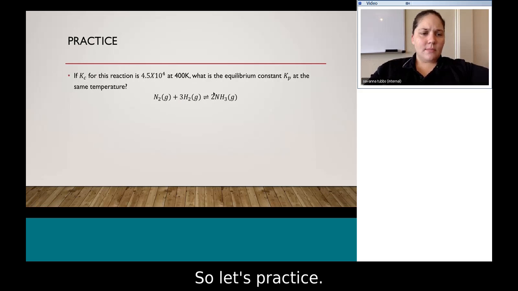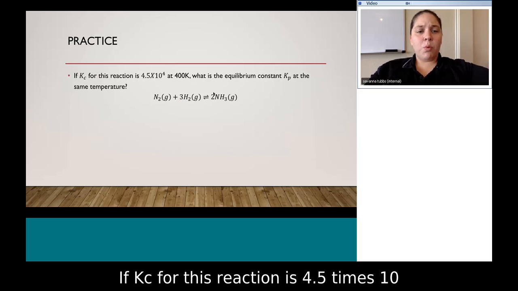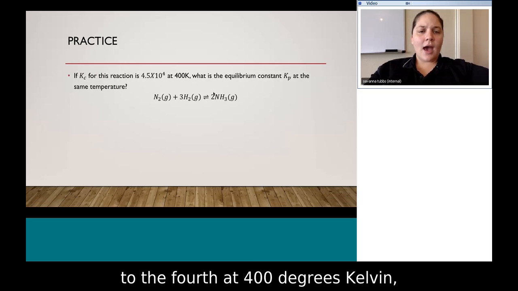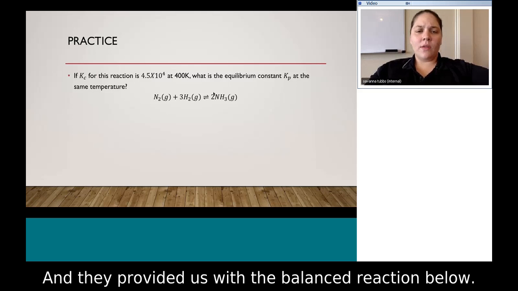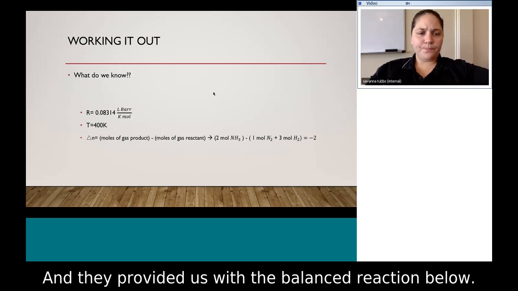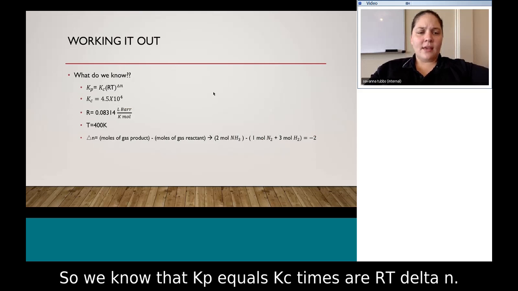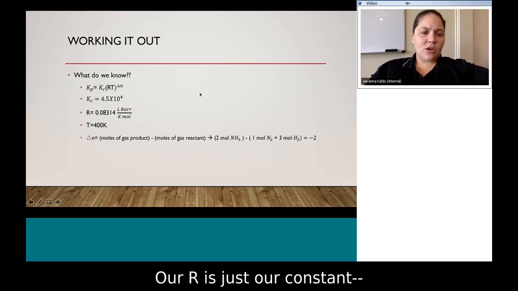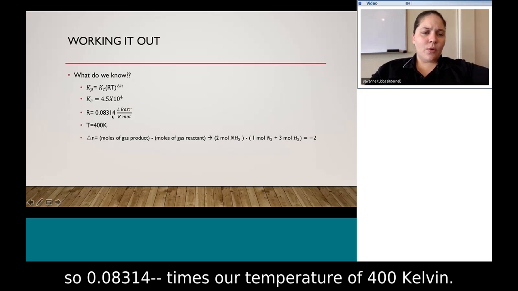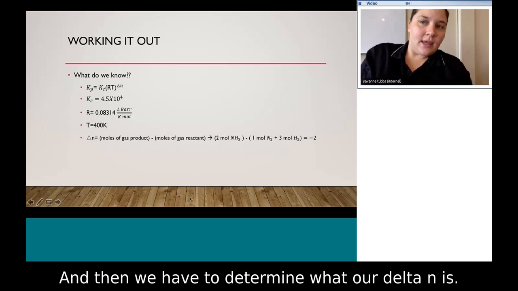So let's practice. If Kc for this reaction is 4.5 times 10 to the fourth at 400 degrees Kelvin, what is the equilibrium constant Kp at the same temperature? And they provided us with the balanced reaction below. So we know that Kp equals Kc times RT to the delta N. Kc is 4.5 times 10 to the fourth. Our R is just our constant, so 0.08314, times our temperature of 400 Kelvin, and then we have to determine what our delta N is.